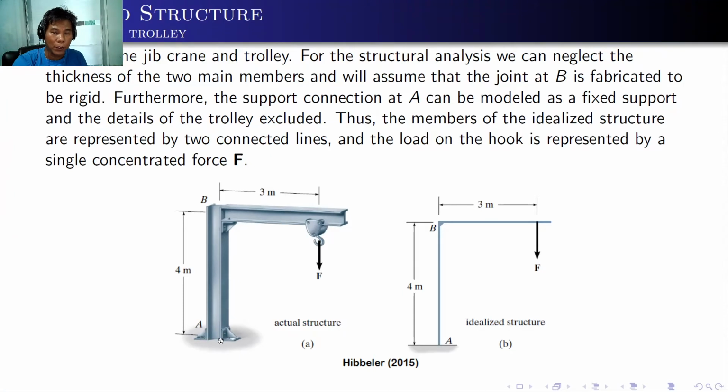Furthermore, the support connection at point A can be modeled also as a fixed support. As you can see, again, there are angle connections at the two flange sections of the steel. And the details, of course, of the trolley can be excluded as of now. Thus the members of the idealized structure are represented by two connected lines. This is the cantilever frame, which we have a stick model from support A to point B and B to this portion. But take note that at joint B, it is drawn to be a rigid connection. Aside from that, we have added the concentrated force F at this portion.